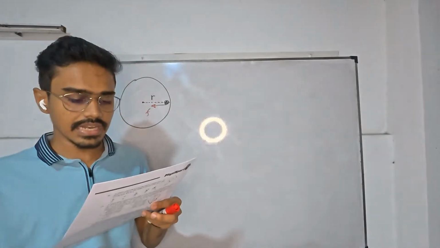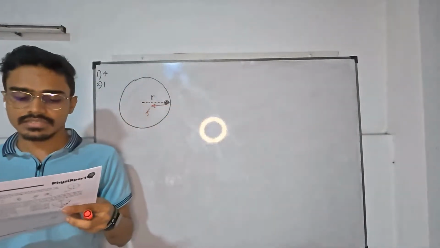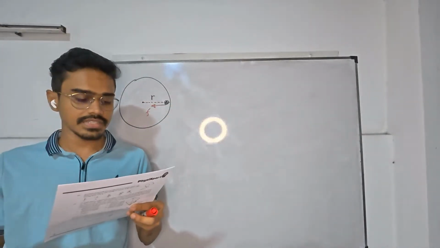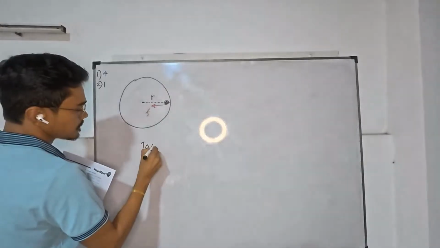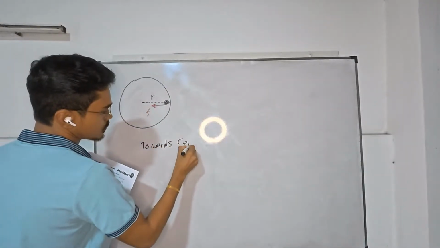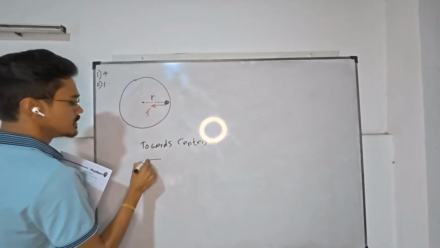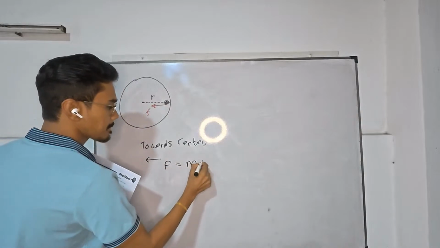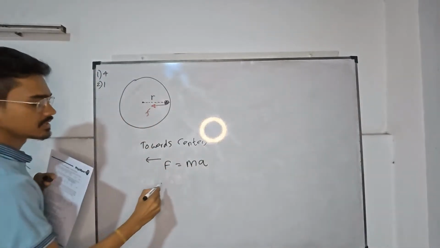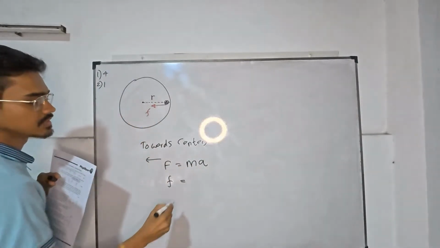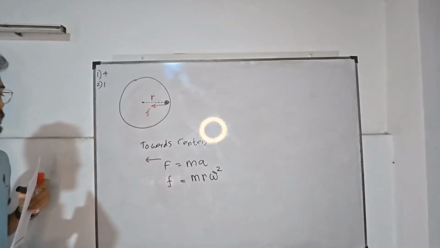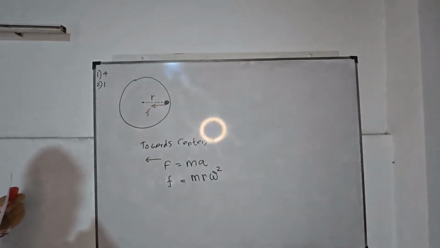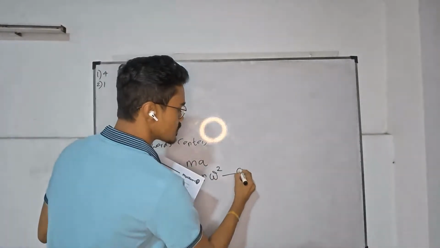And then they are saying that if the distance of the mass from the center of the table is doubled, what is the minimum angular velocity required. See, towards the center, we can use F equals ma. So that means simply F equals m r omega squared. Let's consider this as equation 1.